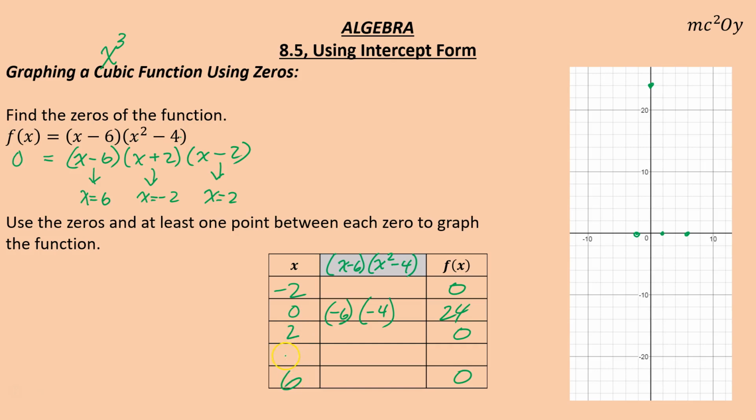Then between 2 and 6, let's pick 4. It doesn't have to be exact, but we'll use it. 4 minus 6 is negative 2. 4 squared is 16, minus 4 is 12. And I actually get negative 24. So 4, negative 24.